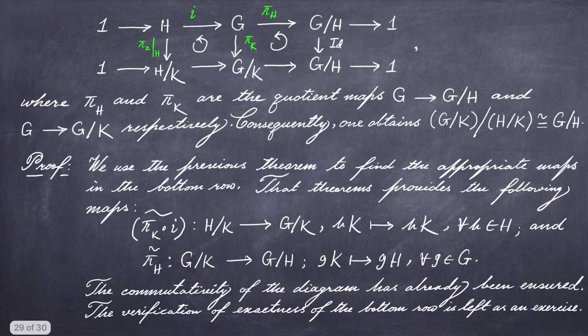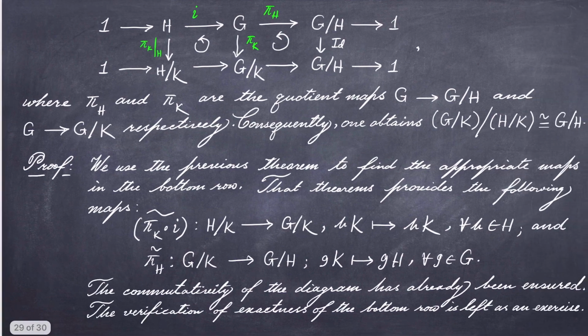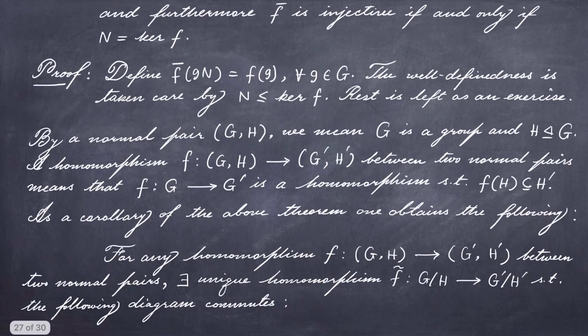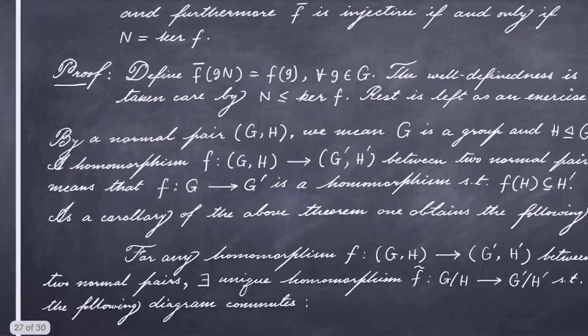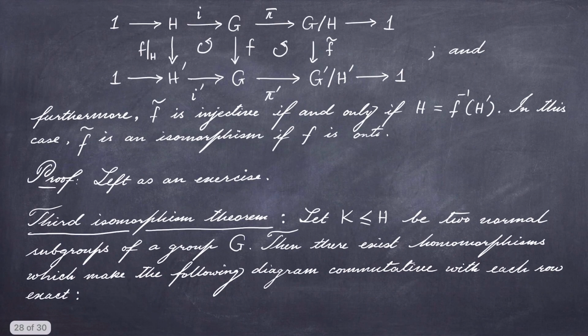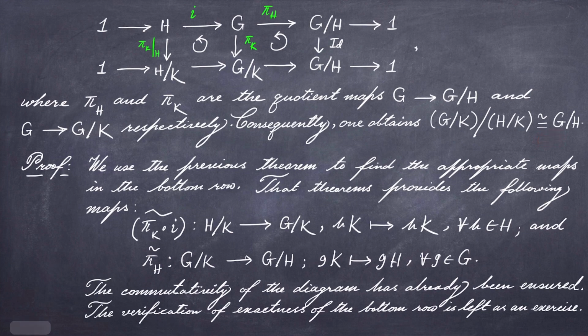But for the third one, we rather used a strengthened version of the first isomorphism theorem that not only gives us this isomorphism, it also gives us how these various groups are naturally connected, and that's displayed in this diagram, in the diagram having each row exact.